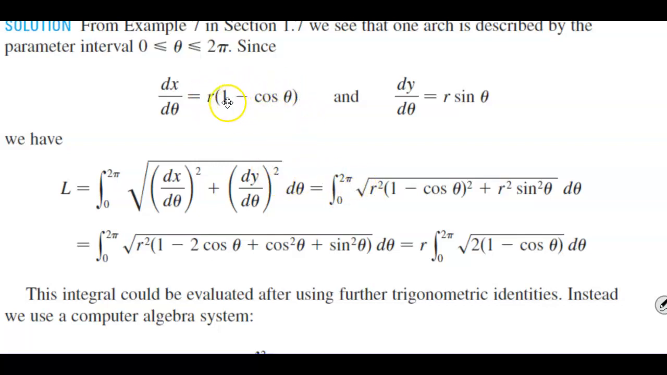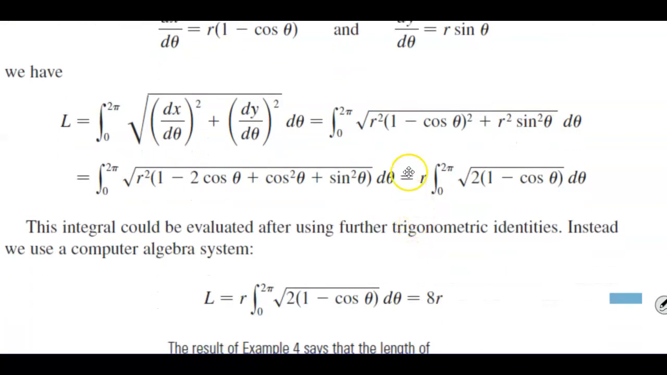square the derivative of x with respect to theta, so we would get r squared times (1 minus the cosine of theta) squared plus r squared times the sine squared theta, d theta. Then we can go ahead and multiply this perfect square trinomial. We would get 1 minus 2 times the cosine of theta plus cosine squared theta. And since they both have r squared as factors, we can factor that out. We have plus sine squared theta, d theta.